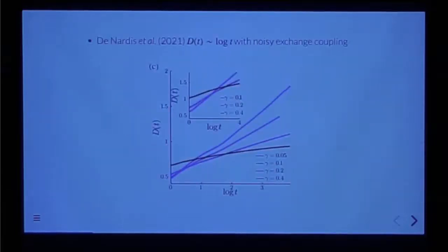Sarang talked about this paper of his. So this is Donadis et al. It's the same Donadis, different et al., I think from this year, about the noisy exchange model that Sarang introduced. And this is where you see a logarithmic growth of diffusion with time. So again, it's a weaker superdiffusion. And this is the model I'll be coming back to.